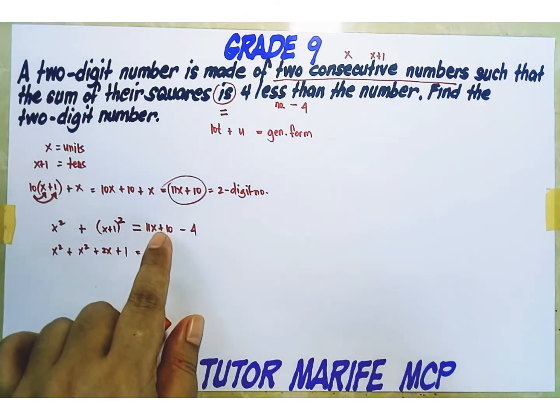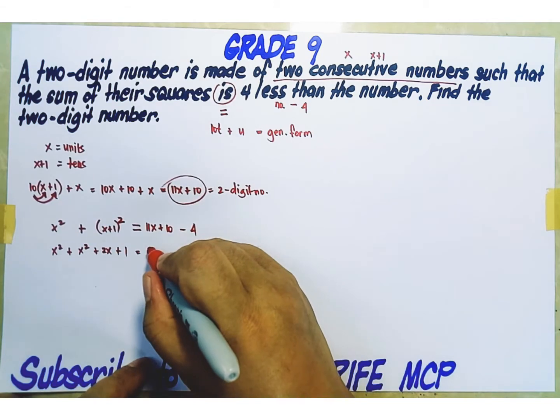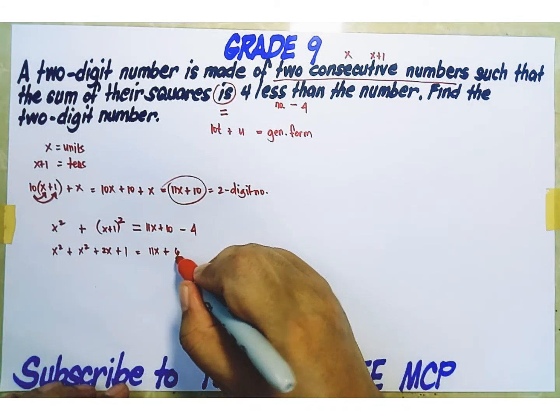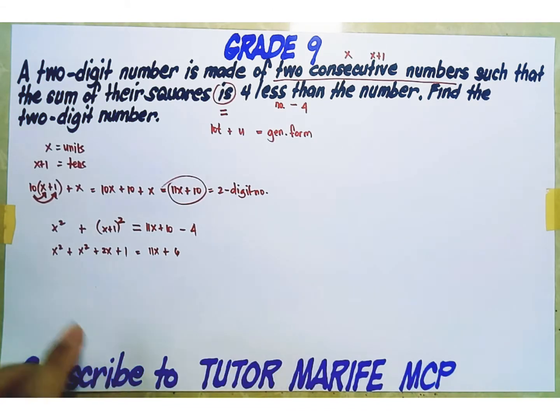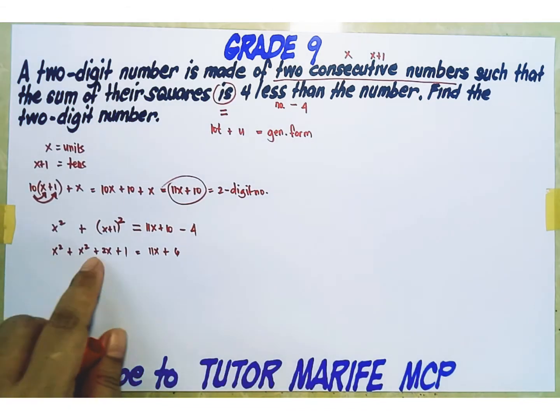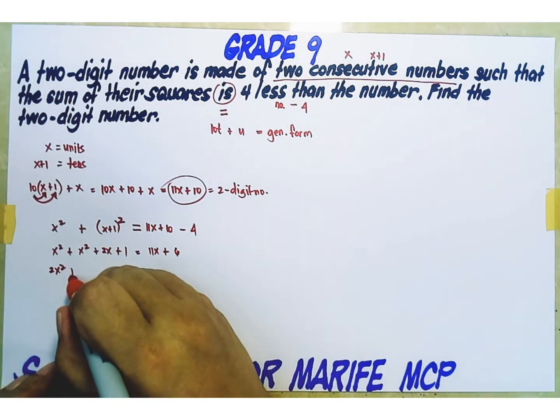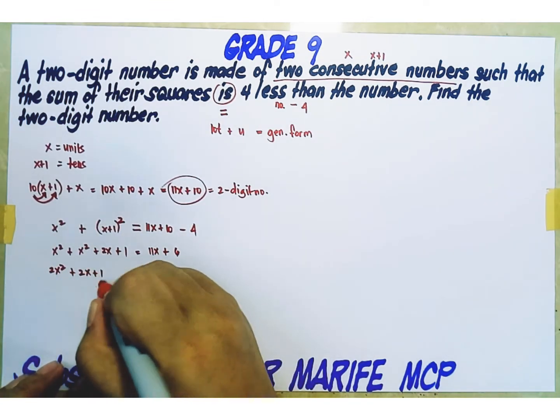On the right side, let's combine the constant terms. 11x plus 10 minus 4 is equal to 6. On the left side, let's combine the squared terms. 2x squared. Copy 2x and 1.